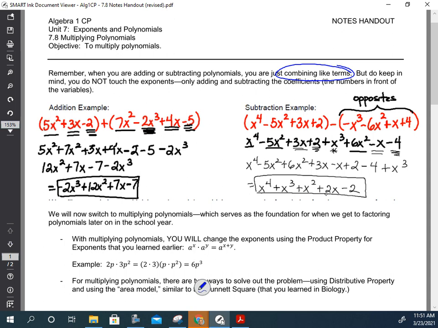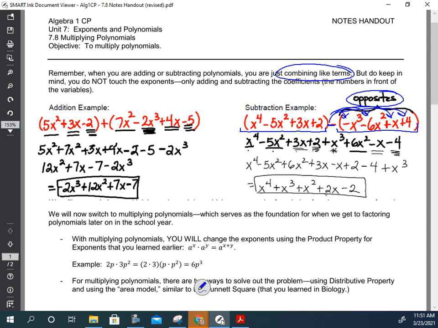So when you add, the parentheses don't matter. You're simply combining the like terms. When you subtract, remember the first set of parentheses, you bring everything down the way it was. For the second set of parentheses, you take the opposite of everything. That's the same thing as taking the minus sign and distributing it. And then after that, you combine all your like terms.